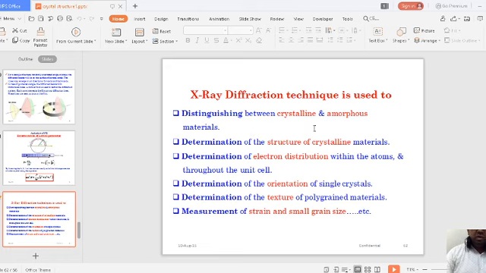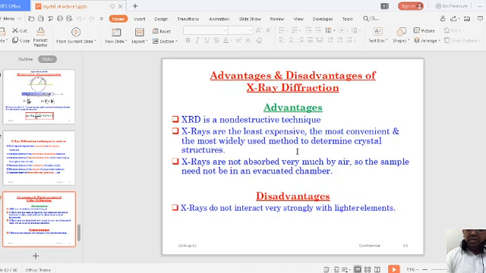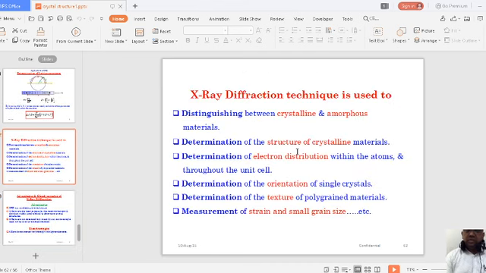Also we can know the orientation of the single crystal and the texture. Texture of polygrain materials can also be determined, and measurement of stress or strain and small grain size can also be done by means of this X-ray diffraction technique, right? So these are the applications, the things that can be determined using this technique. It has been shown on the screen.